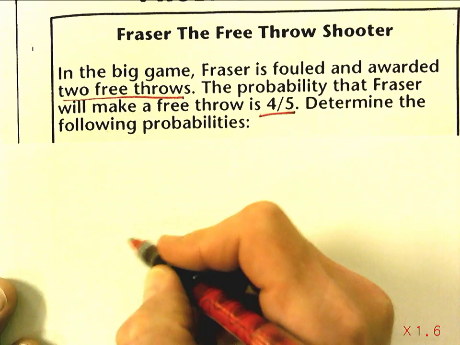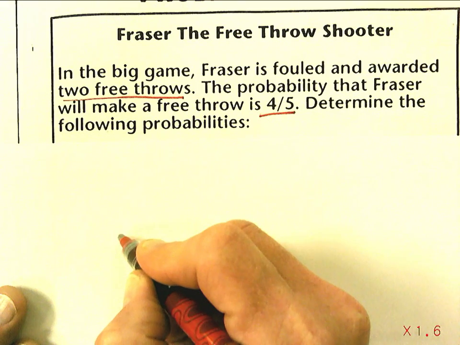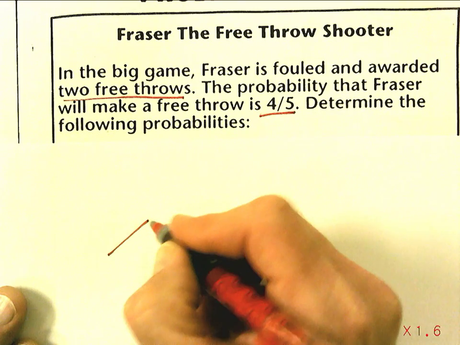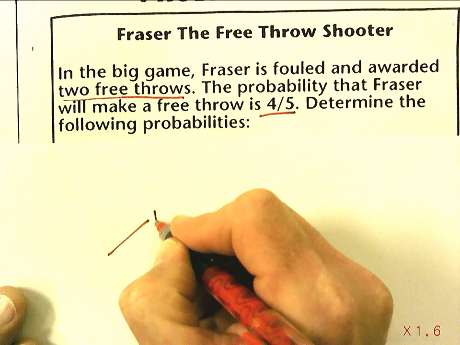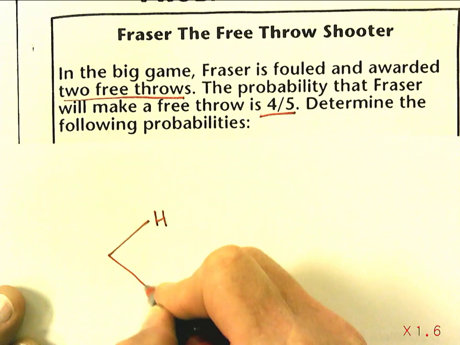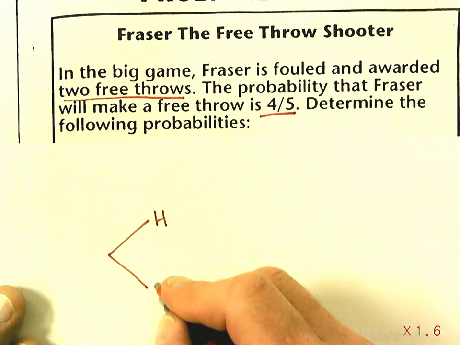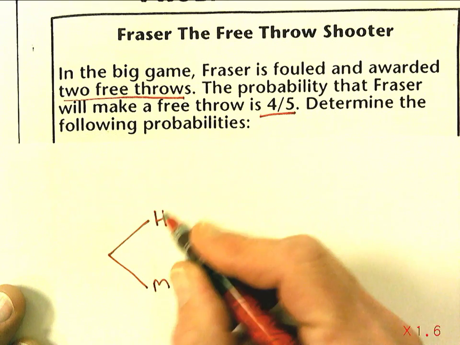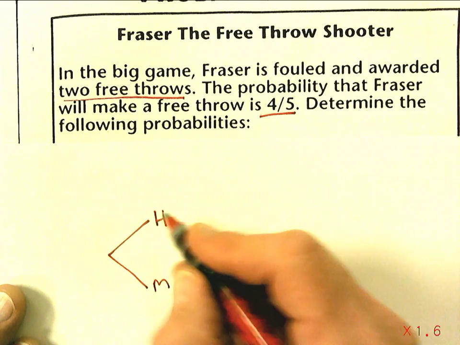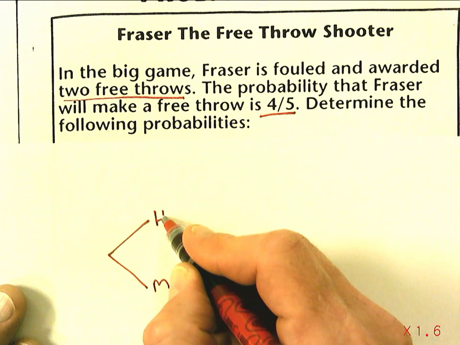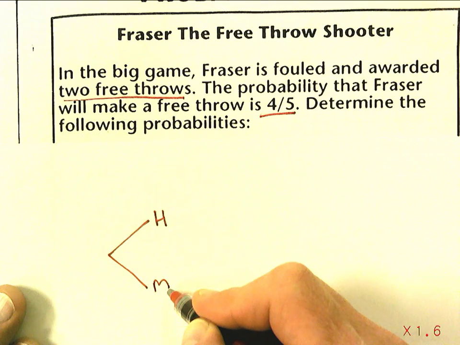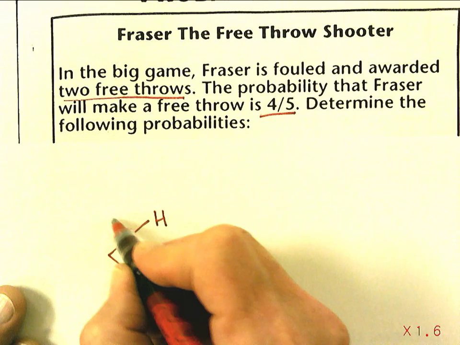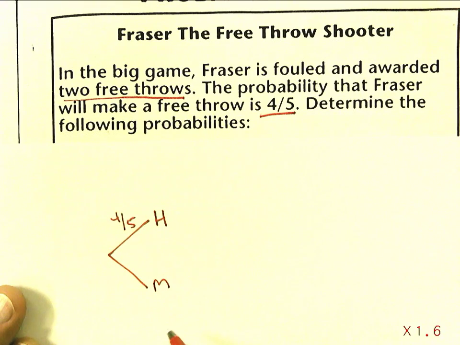And so I'm going to do in this case that he hits the free throw or he misses the free throw. So those are my abbreviations: hit or miss, or makes it or doesn't make it. And it says he has a 4/5 chance of making a free throw, which means he has a 1/5 chance of missing it.